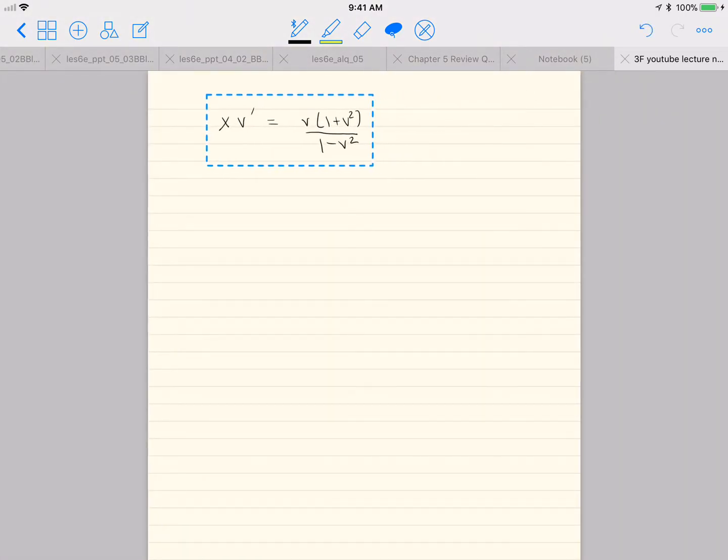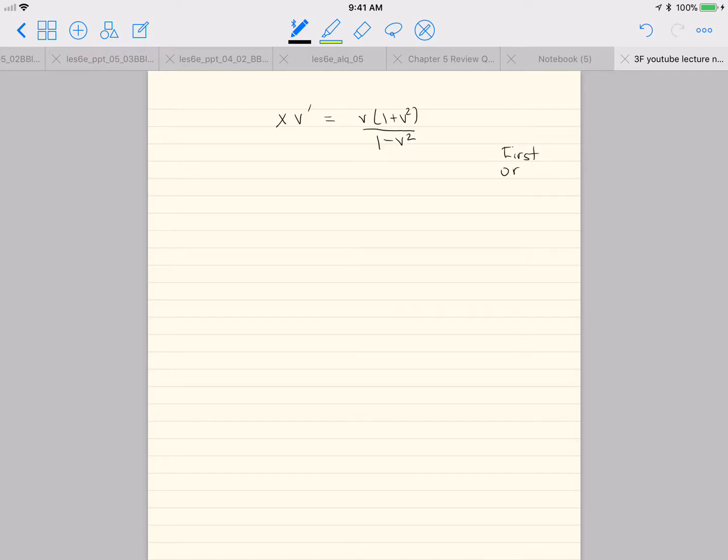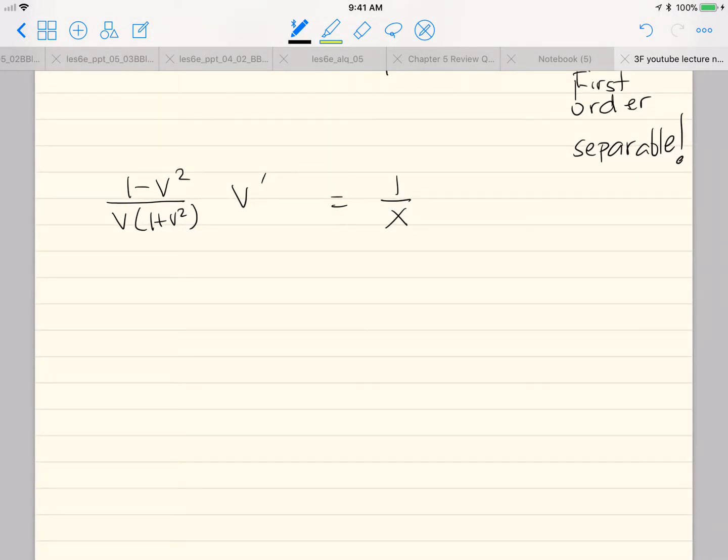Okay? Now, copy, paste. Do you recognize what type of differential equation this is? This is separable. So it is first order, and it is separable. So what do we have? I'm going to separate my variables. On the right-hand side, I'll have 1 over x, and on the left-hand side, I'll have 1 minus v squared over v times 1 plus v squared, v prime. That's totally separable, and I've separated my variables.